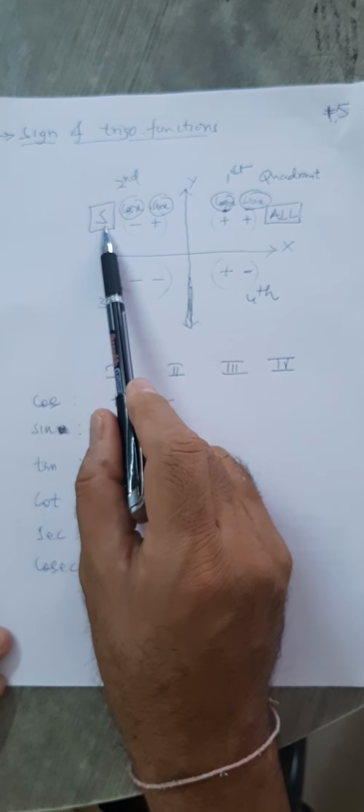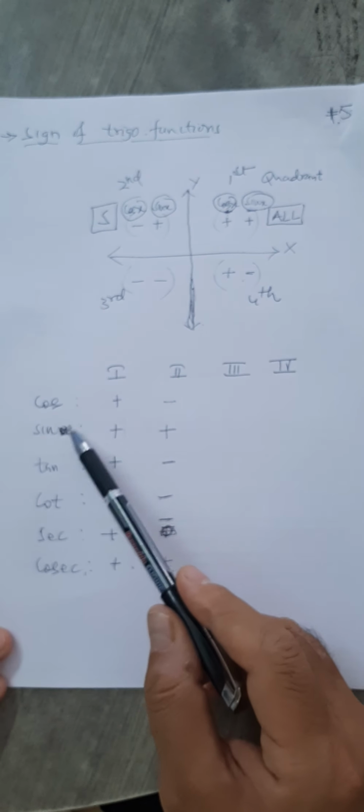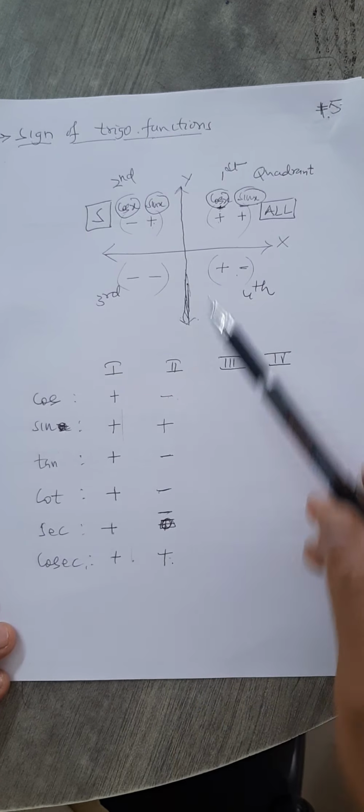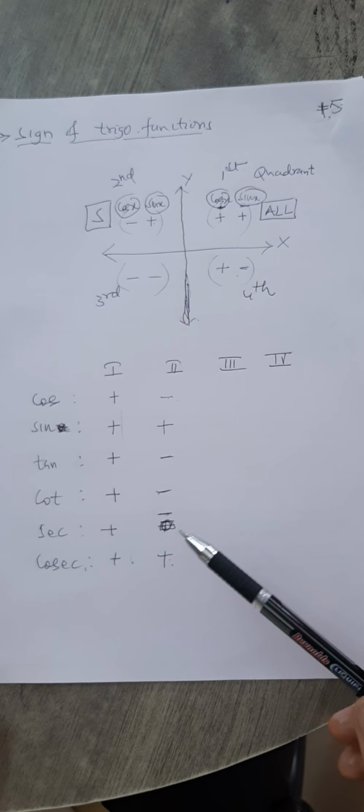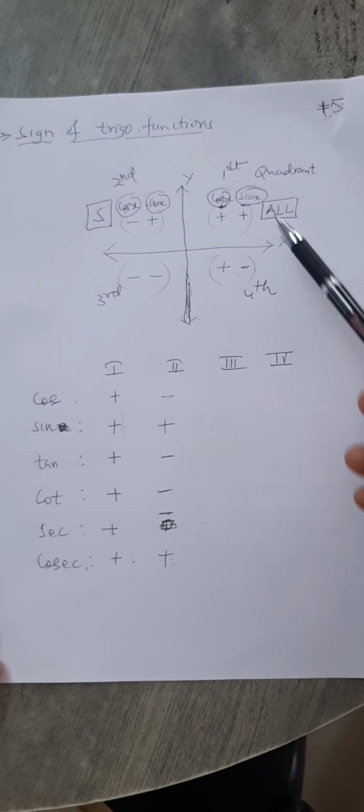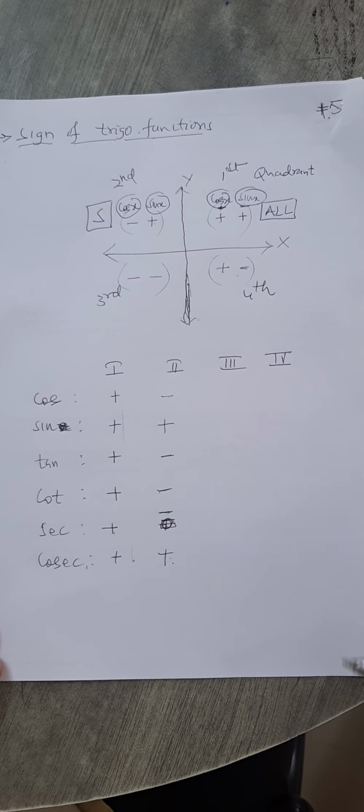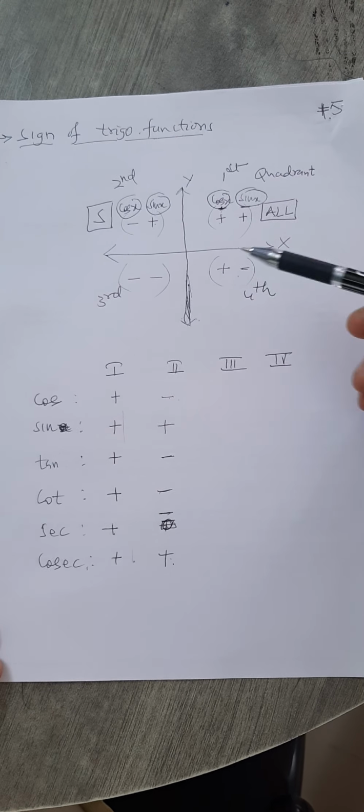S means sine and its reciprocal, cosec. Both are positive, remaining all are negative, remember. We'll use this effectively later on. This is a fundamental of trigonometric functions, so I'm taking so much time.